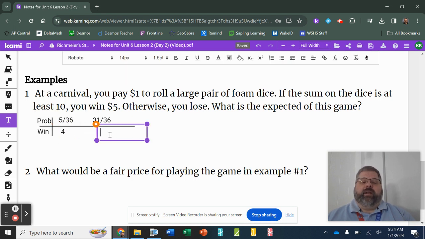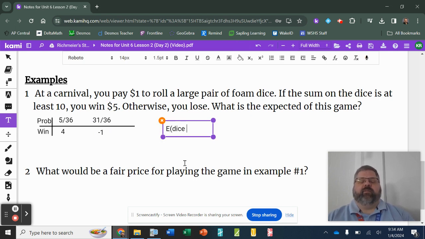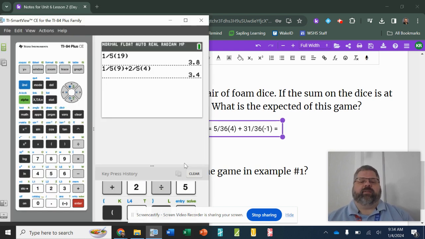Now, if I lose and I don't roll a sum of 10, because I paid $1 to play, I'm actually going to lose $1. So the expected value of this dice game is going to be equal to 5/36 times 4 plus a negative 31/36. Let's do the fraction first, times negative 1. Now let's grab our calculator and see what this comes out to be.